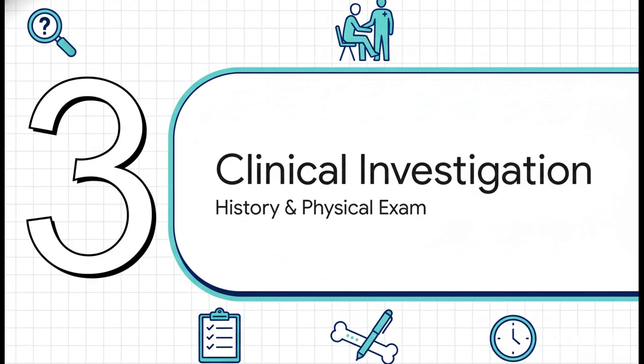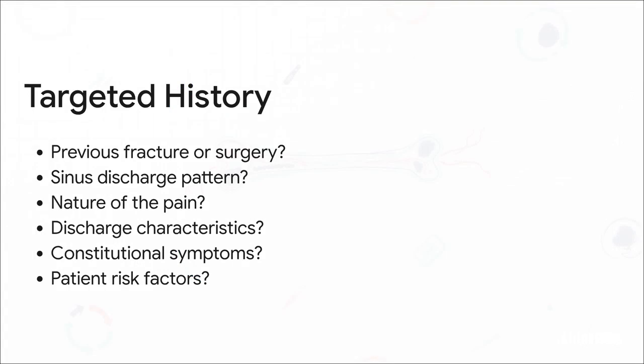In Section 3, we begin our clinical investigation. We start by gathering all the clues through a systematic history and a very, very thorough physical examination. A focused history is paramount. You must ask about a previous open fracture or acute osteomyelitis. This establishes the route of inoculation.